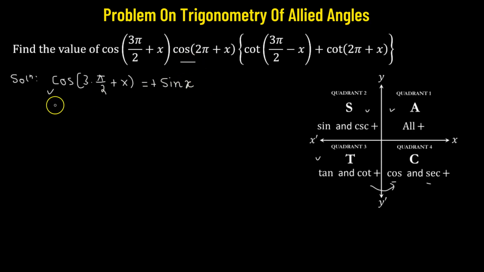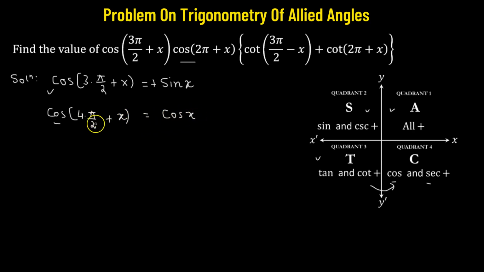Now coming to the second ratio, we have cosine of 2 pi plus x, but 2 pi can also be expressed as 4 times pi over 2. It means exactly the same thing, but it will become evident in a moment why we are writing it in this particular fashion, because 4 is an even number. Now we have an even multiple of pi over 2. So whenever we have an even multiple of pi over 2, cosine is not going to change. It's going to remain as the cosine function, and the angle will be x.